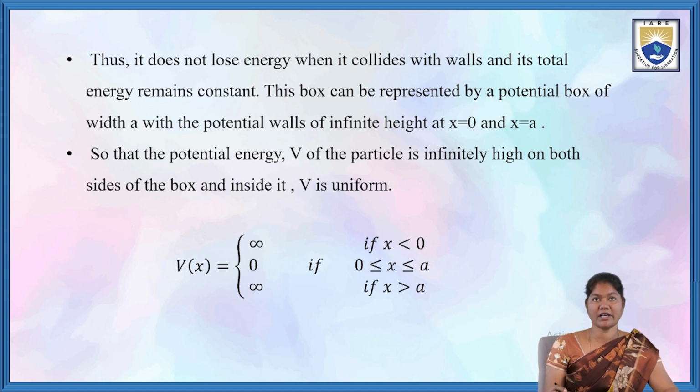Here we have taken that inside the potential box, the potential energy of the particle is zero, where inside means the region 0 is less than or equal to x, less than or equal to a. But outside, the potential energy is infinity, so we call it an infinite potential well. The potential energy is infinity in the region x less than 0 or x greater than a, outside the potential box.